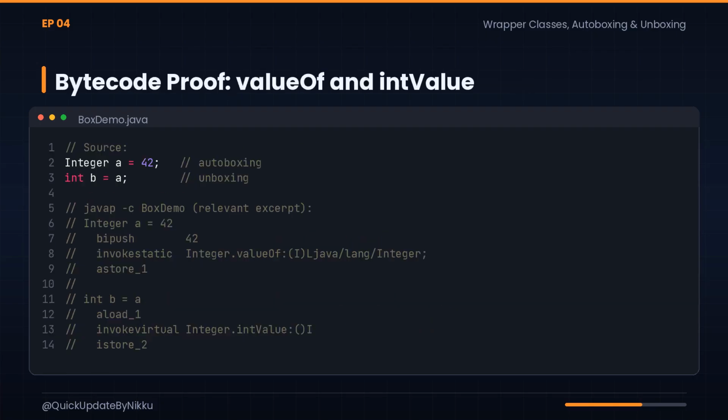Compiling BoxDemo with javac and disassembling with javap reveals exactly what the compiler produced. There is no box opcode or unbox opcode in the JVM instruction set, just invokestatic for valueOf and invokevirtual for intValue. These are completely ordinary method calls. The compiler wrote them, you did not. Once you see this in bytecode, autoboxing loses all mystery.